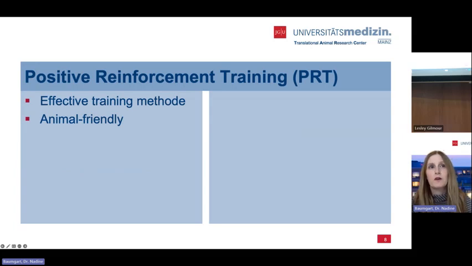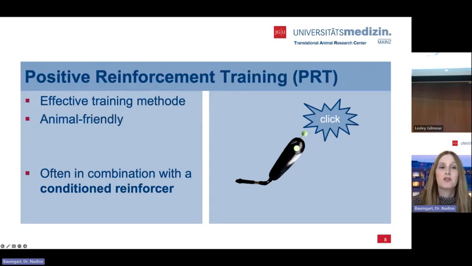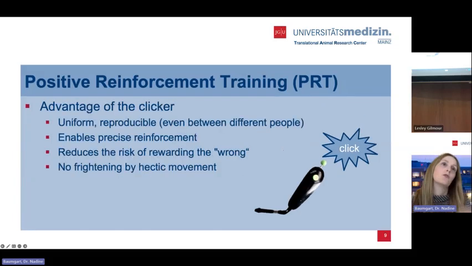What we really use mostly is positive reinforcement training because it's very effective and animal friendly. And when we talk about positive reinforcement training, we mean that we strengthen a behavior with some kind of positive reward. This can be food reward, but also can be other things. And this is often used in combination with a conditioned reinforcer, for example, this clicker, and then we talk about clicker training.